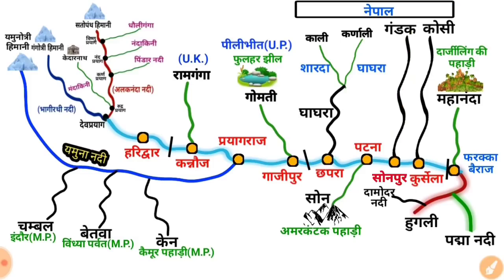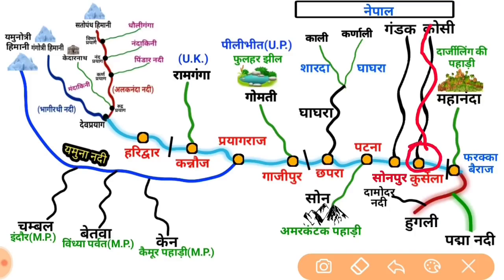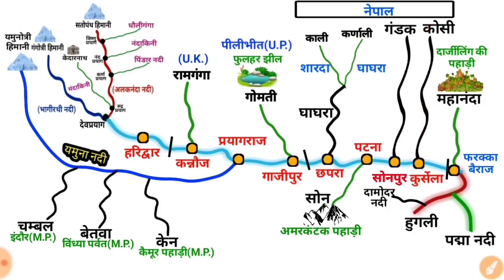So after that comes Kosi River. Most importantly, this is also coming from Nepal, and there is a place in Bihar, near Kursela. This river meets Ganga River. Which river? Kosi River. So the Kosi River changes its course a lot. That is why it is very notorious for changing its course. And it is called the grief of Bihar. Because every year there is flood in Bihar due to this river.